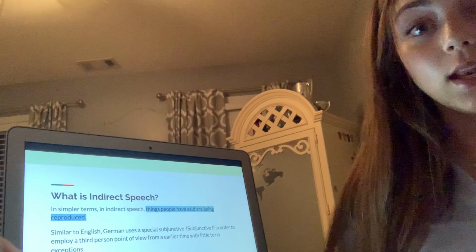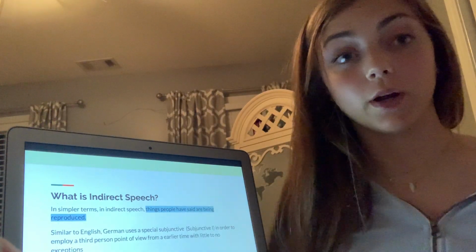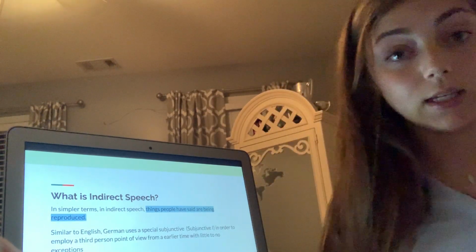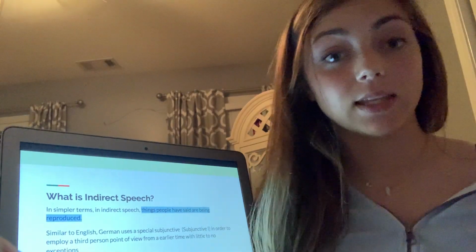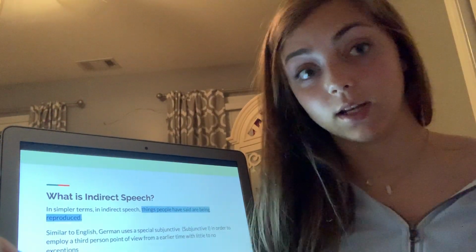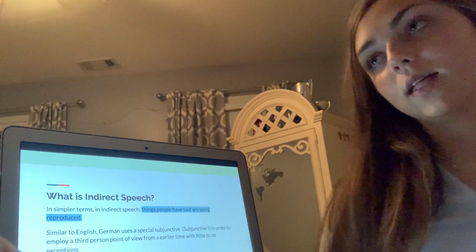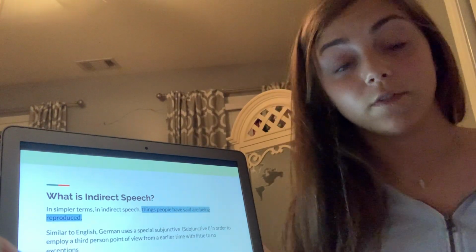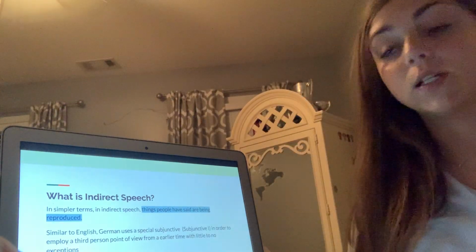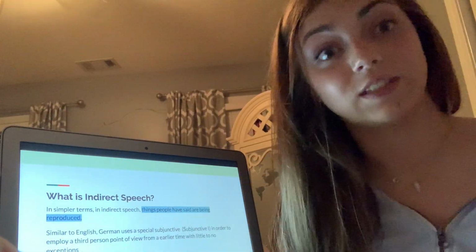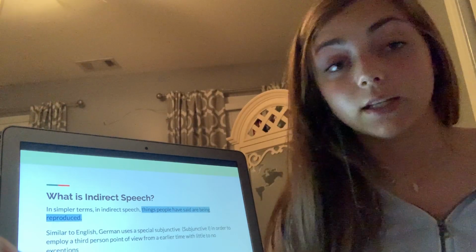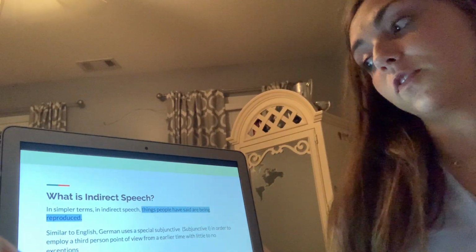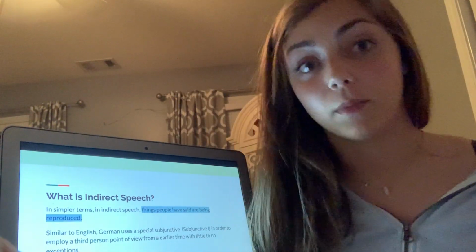I think a big part in understanding German grammar is also to understand how we use it in our language in English. Indirect speech is, in simpler terms, things people have said that are being reproduced in another conversation. So basically, subjunctive 1 is kind of like a third person narration of a conversation that happened earlier. Of course, there is subjunctive 2 or conjunctive 2, which is either conditional or commanding in a conversation. But for now, we're just going to be focusing on the first one. So basically, a third person point of view from our earlier conversation.